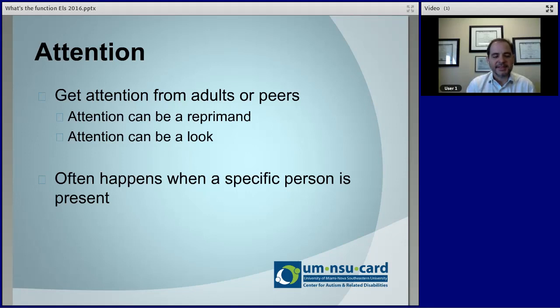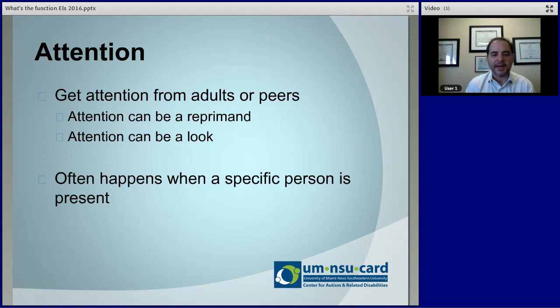The reason is not that there's anything really special about this function. It's just that our attention comes in so many forms and is always coming out of us. We're constantly making eye contact or looking at or talking to the children and the adults and the individuals that we work with. And so the attention function comes in so many different forms, and that is really the only reason why this is difficult. Otherwise, it's just like all the others.